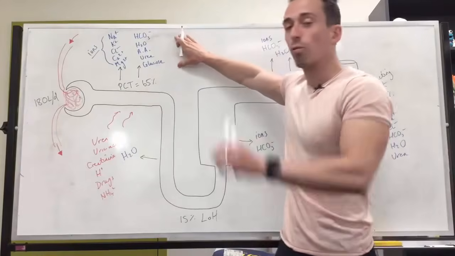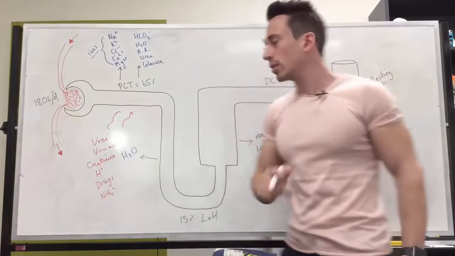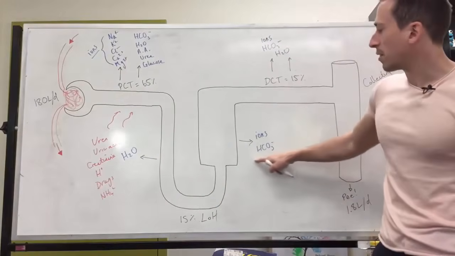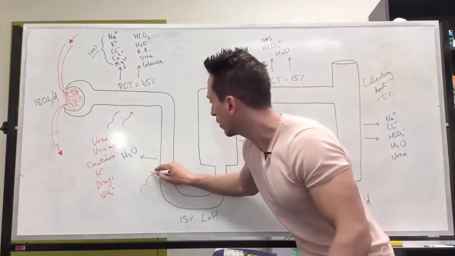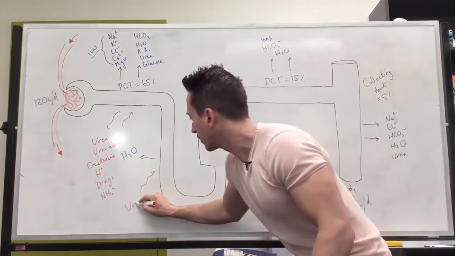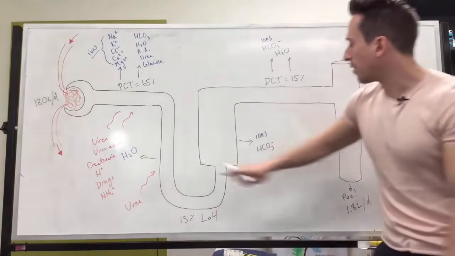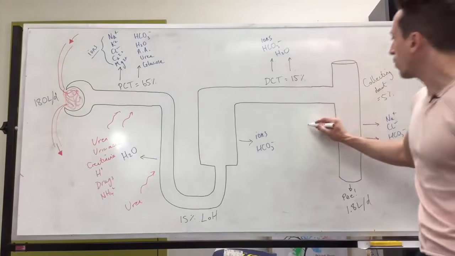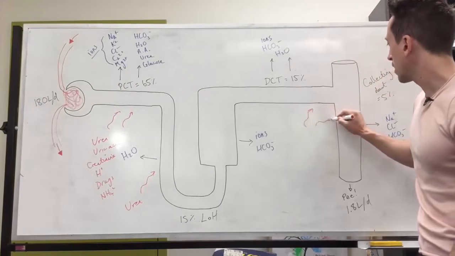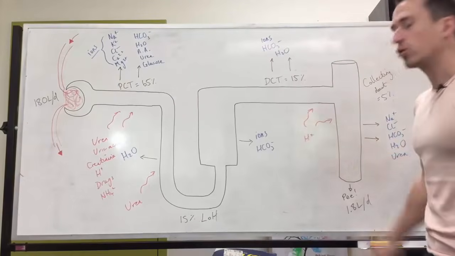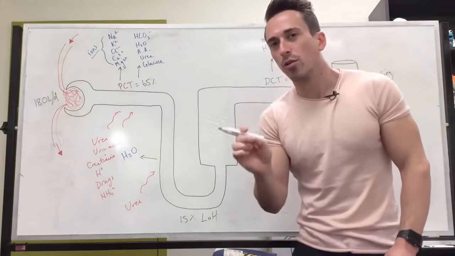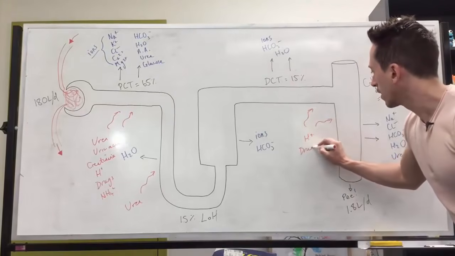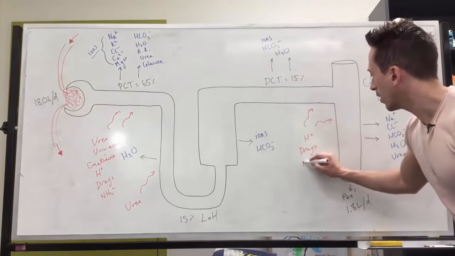So in the blue we've got reabsorption, in the red we've got secretion. Now nothing is being secreted here. Actually one thing is being secreted here, I should say, and that's urea. Urea is being secreted here. Nothing is being secreted here. Here and here, hydrogen ions are the predominant thing being secreted here. But we've also got some drugs and we've also got ammonia.